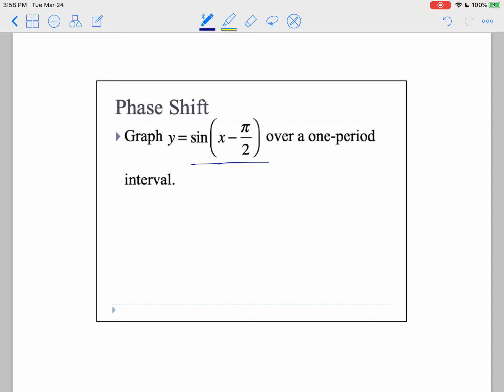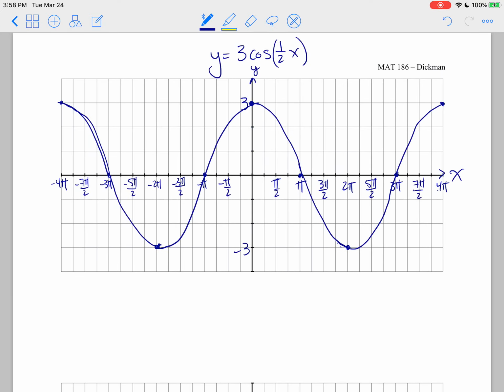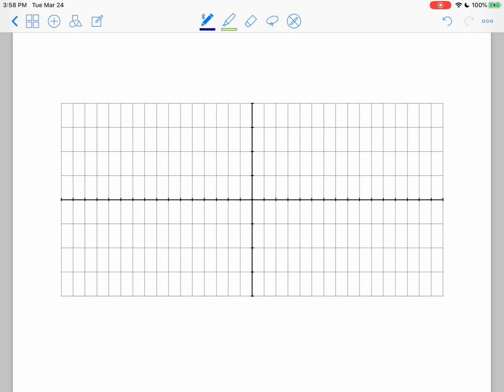And so since my period is the same length as it normally is, and my amplitude is the same as it normally is, I'm going to use the same scale that I originally used with sine, or I would use with cosine if I was graphing that, just sine of x or cosine of x. And that's, I'm going to go up to 1 and down to -1. I'm going to fill the graph.